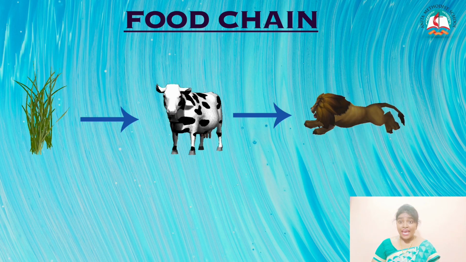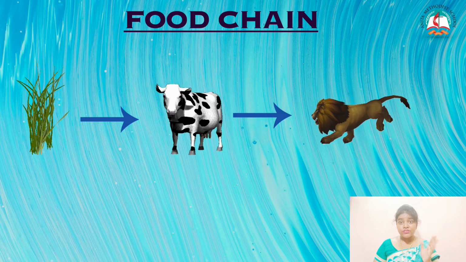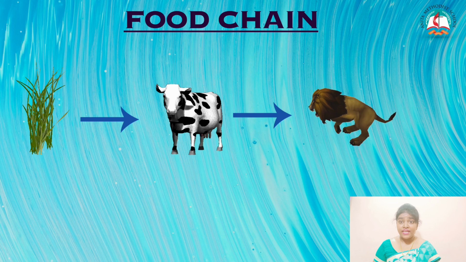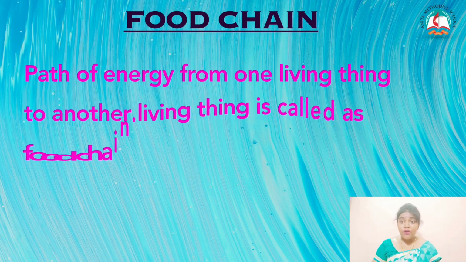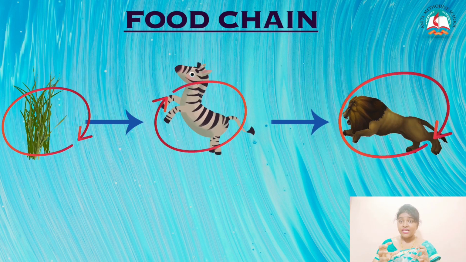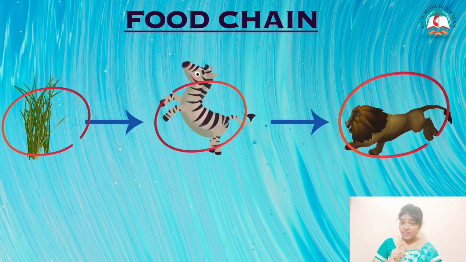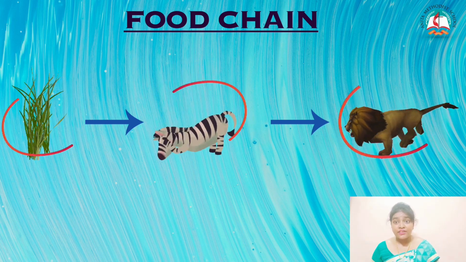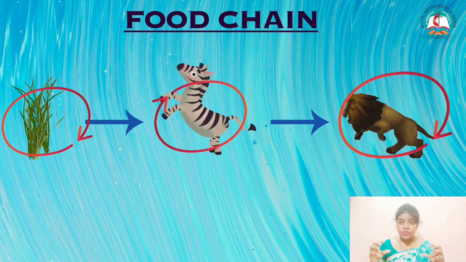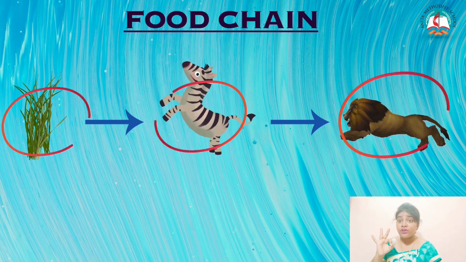So the energy flows from one living thing to another living thing. Okay, and this process is called food chain. The path of energy flow from one living thing to another living thing is called food chain. For example, zebra gets energy by eating the grass, and lion gets energy by hunting the zebra. Okay, and this food chain involves 3 biotic components.